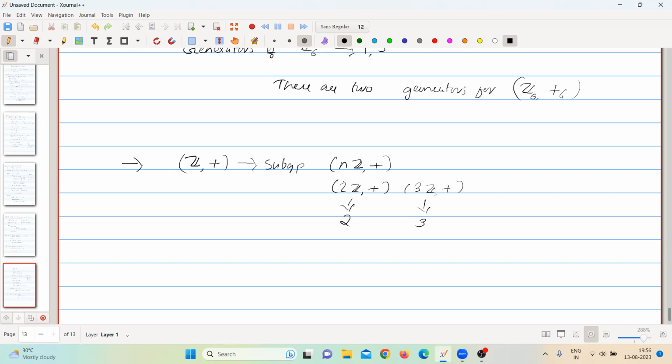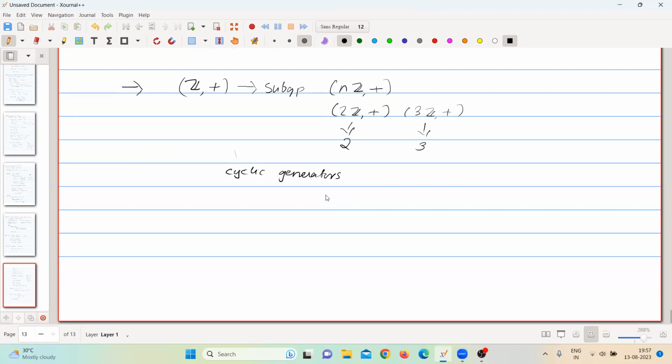That means I am taking an element of Z and finding the generator. Whatever I get will be a subgroup. So a subgroup of a cyclic group will be cyclic, and you can find all the cyclic generators. In that way, for cyclic subgroups, we can see. Basically, we will deal with cyclic subgroups.